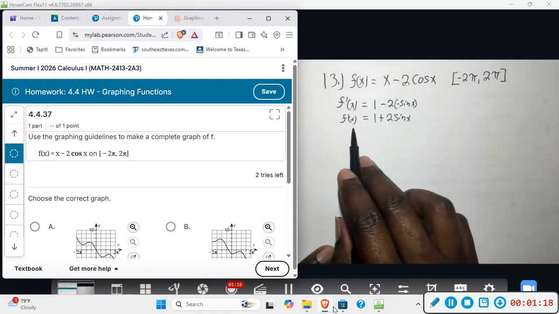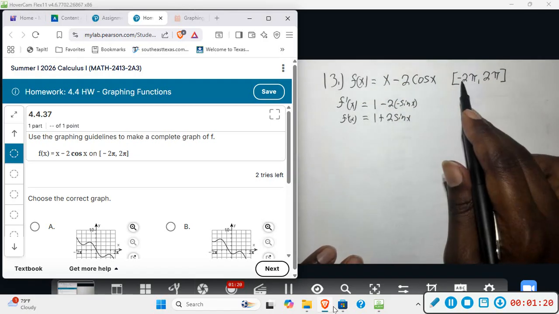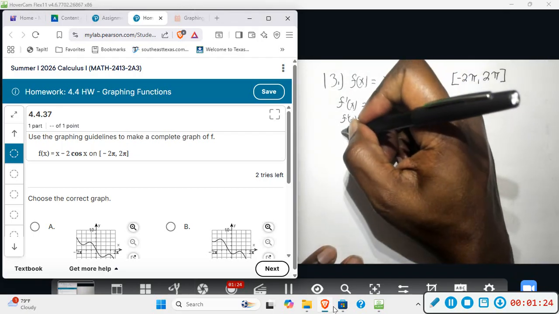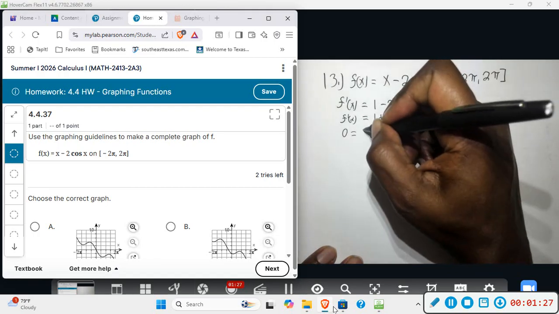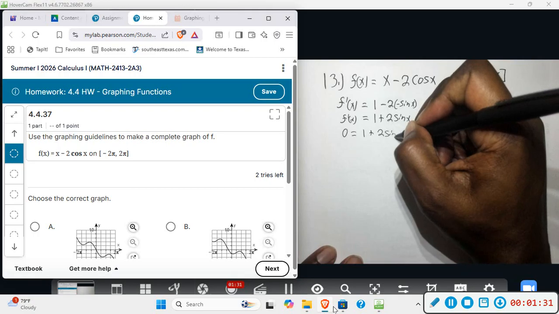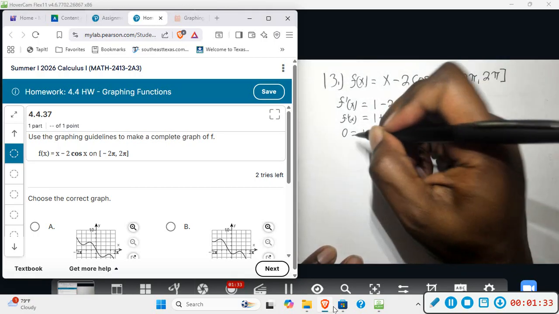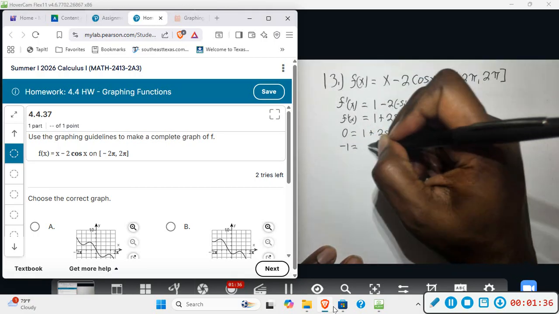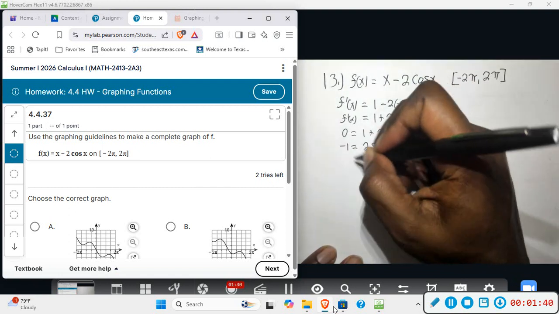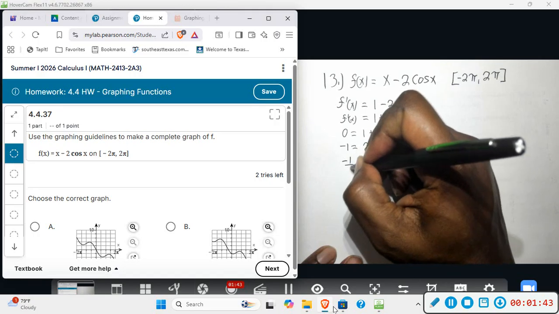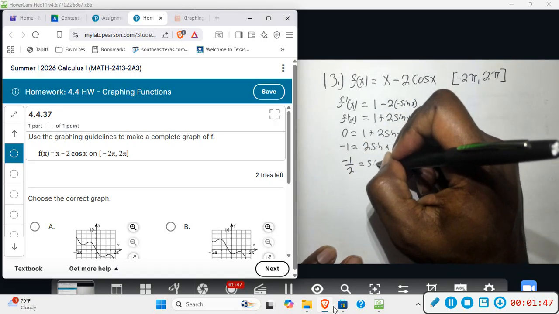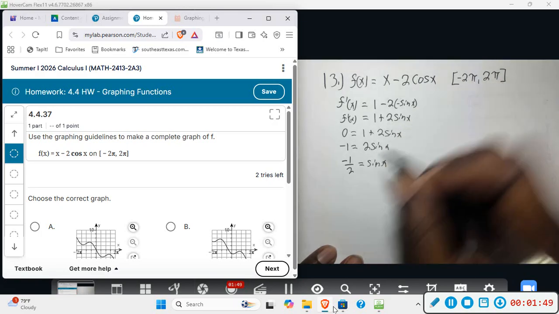We're going to set this equal to 0 and find our critical points on the interval negative 2 pi to 2 pi. Subtract 1, we'll get negative 1 equals 2 sine of x. Divided by 2, we get negative 1/2 equals sine of x.